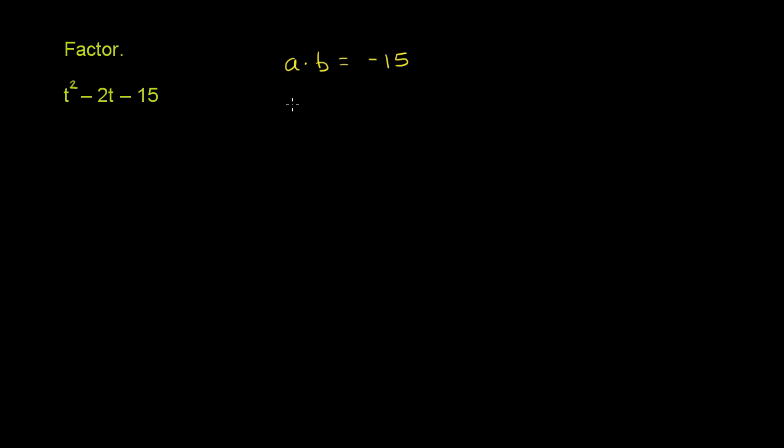And the sum of a and b, a plus b, needs to be equal to negative 2. A plus b needs to be equal to negative 2. And once we have these two numbers, I can show you how we can use those to factor by grouping. And in other videos, I've actually broken down why this technique works. Now, let's think of the different factors of negative 15 when we take their product, and if we take the sum, if we can somehow get to negative 2. So let's look at the different factors of negative 15.